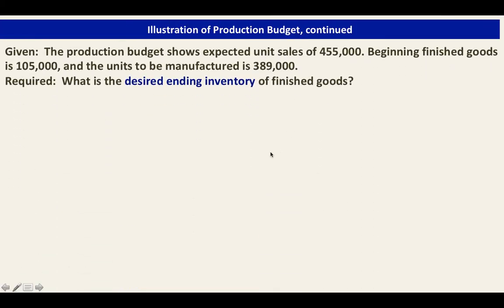Okay, class. There will be problems where it's not the units of manufacture that you need to compute. Like in this case, the production budget shows expected unit sales of 455,000. Beginning finished goods is 105,000 units, and the units to be manufactured is 389,000. So the units to be manufactured is already given. What is not given is the desired ending inventory. So you need to compute that.